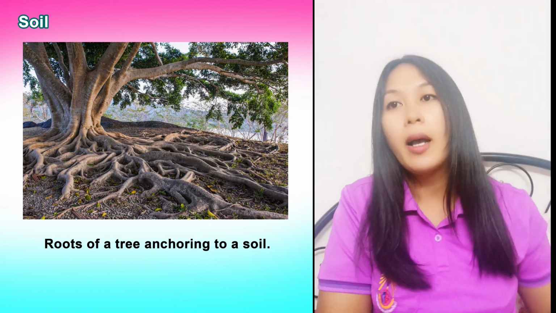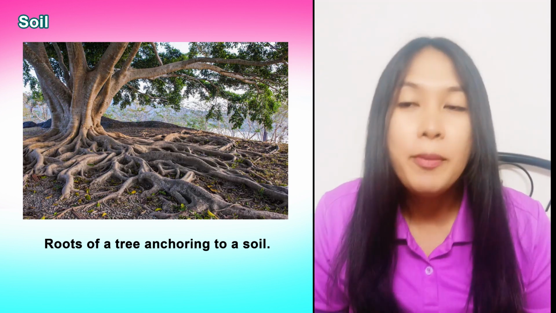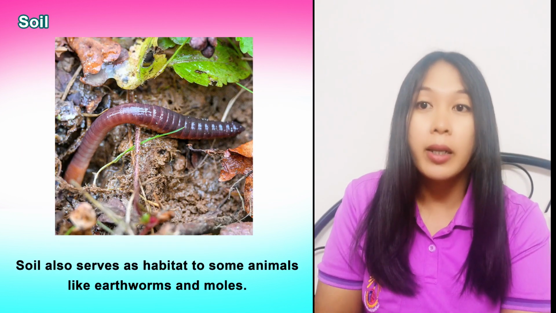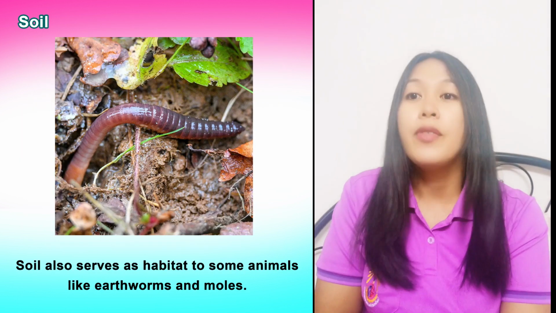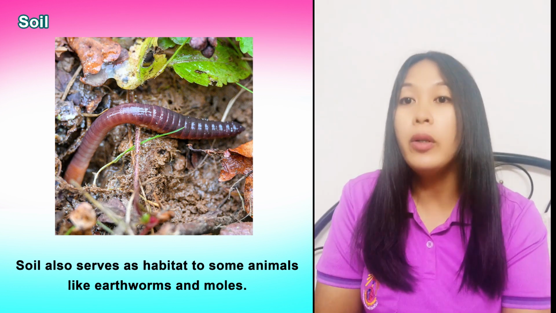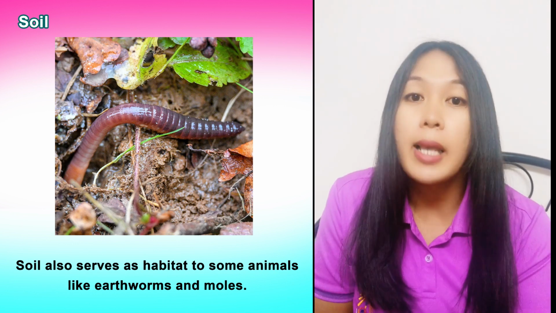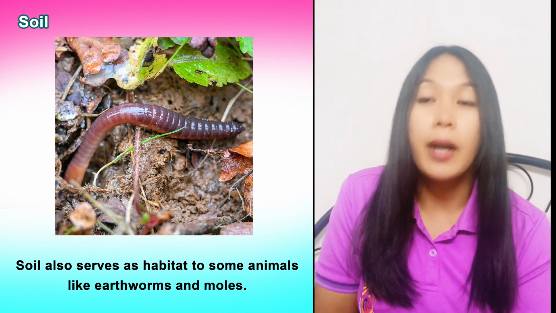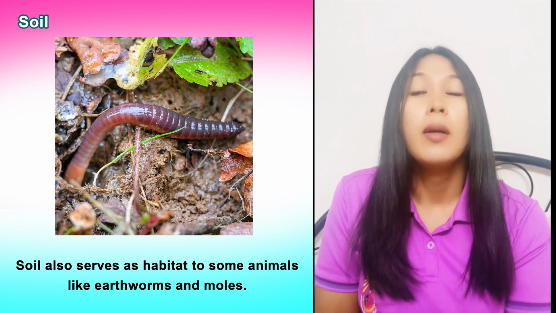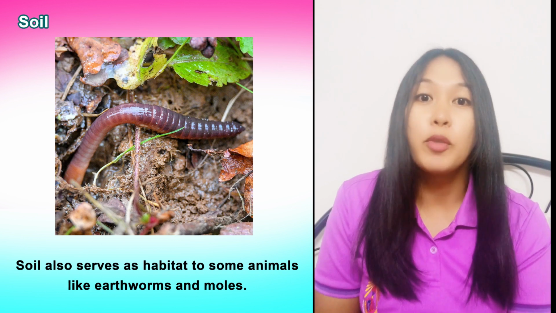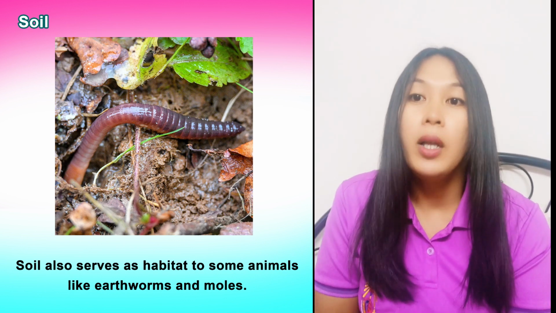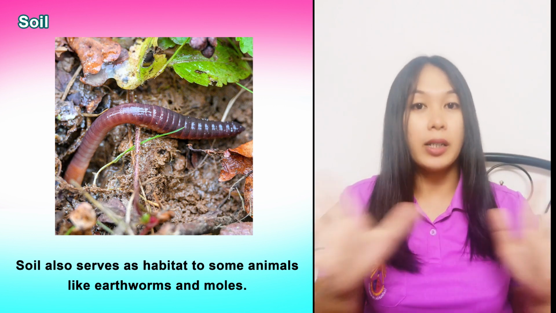And next is for animals. Some animals have their habitat in the soil. So basically, they are living underground. For example, for earthworms and moles, the soil serves as their habitat. So the soil is important because they are getting protected and they are living underground. So the soil is very important for our existence.